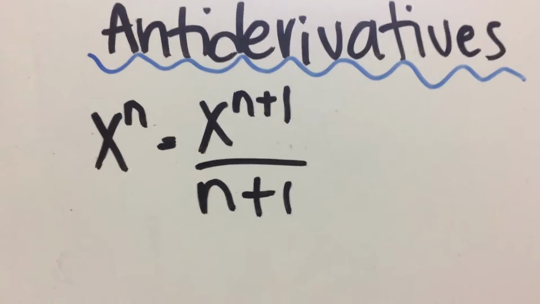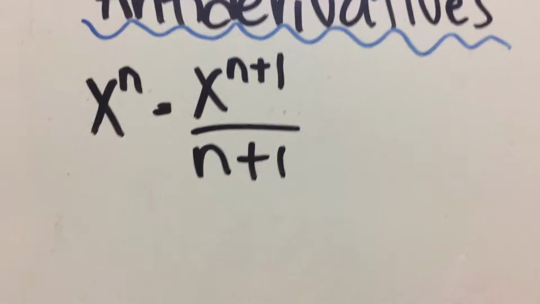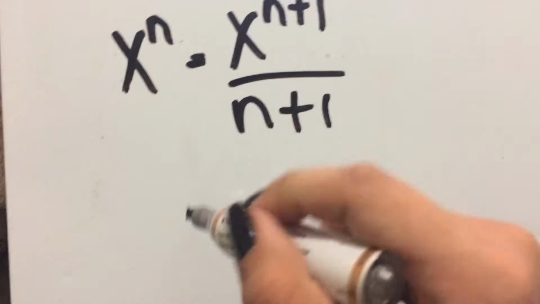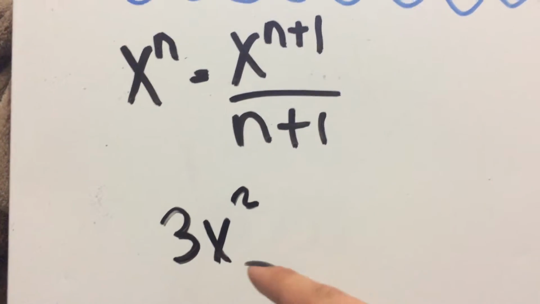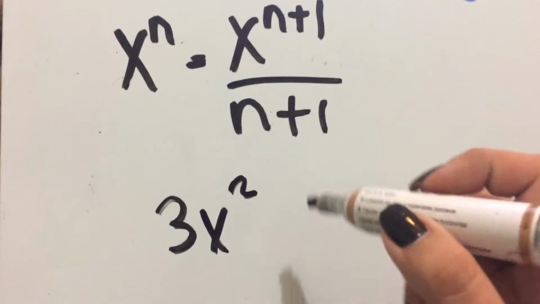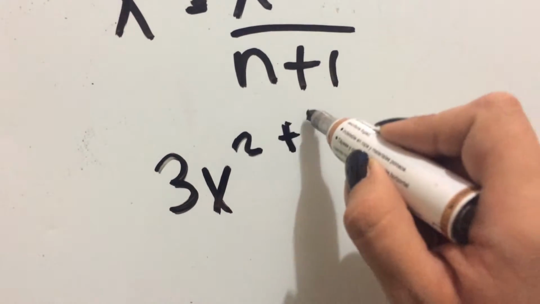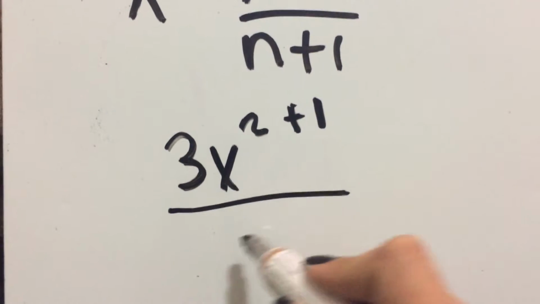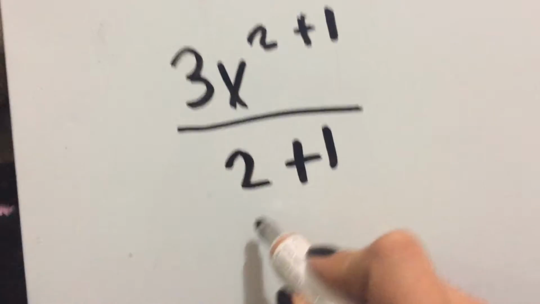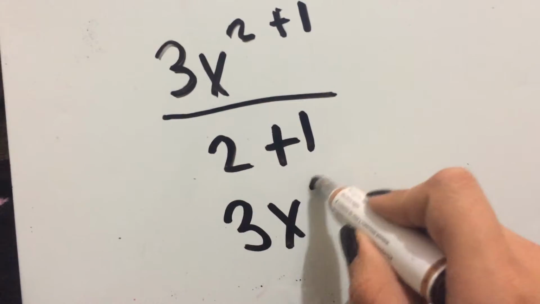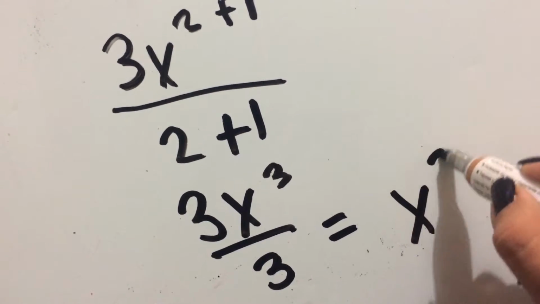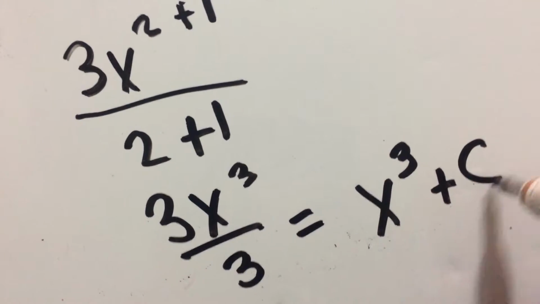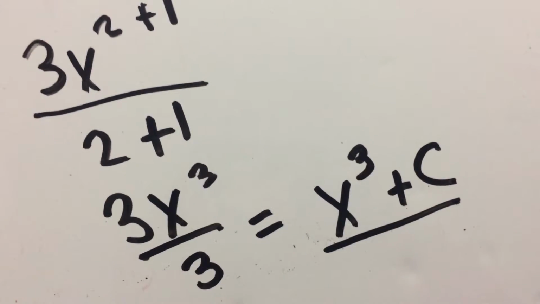Antiderivatives are basically the opposite of a derivative, and this is the basic rule. For example, to antiderivate this, we need to add 1 to the power of the exponent, and then put the same down. Simplify, add a c, and this will be our final answer.